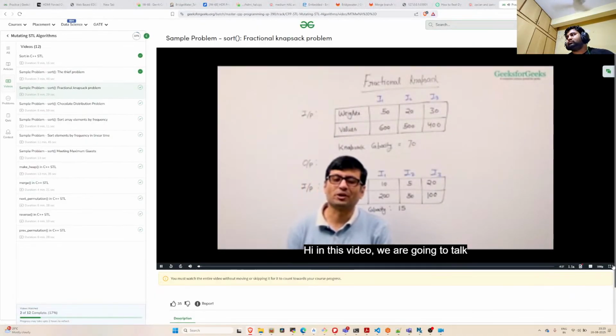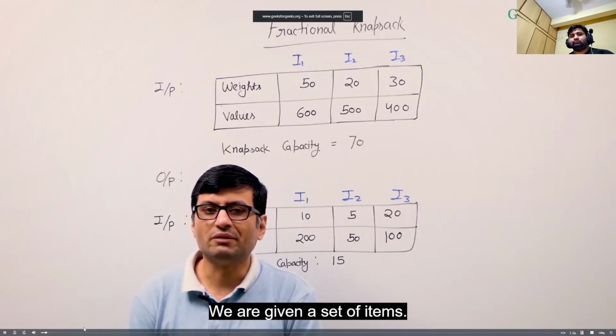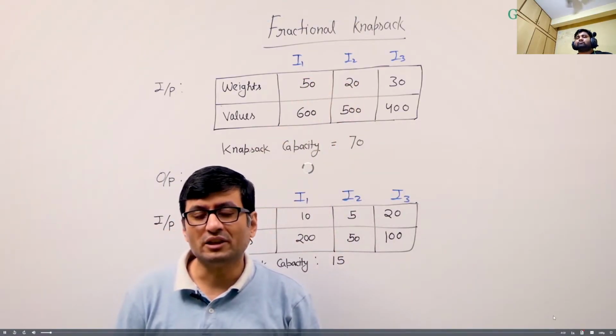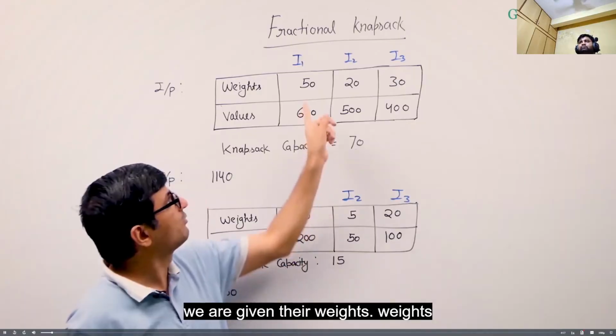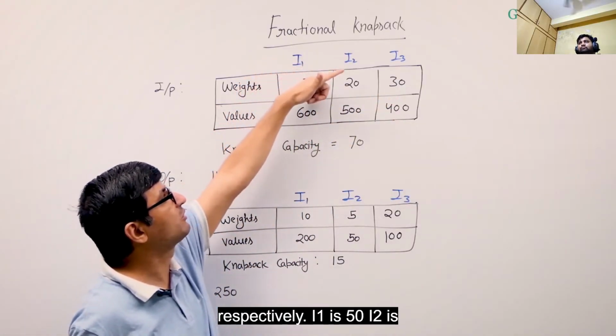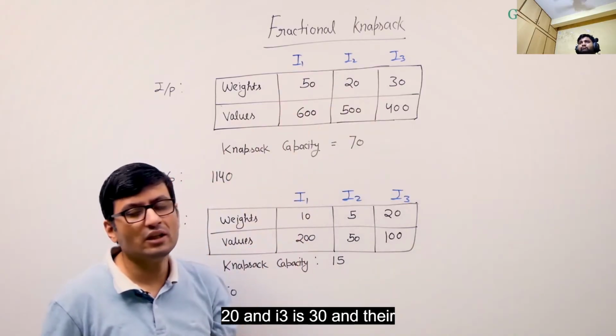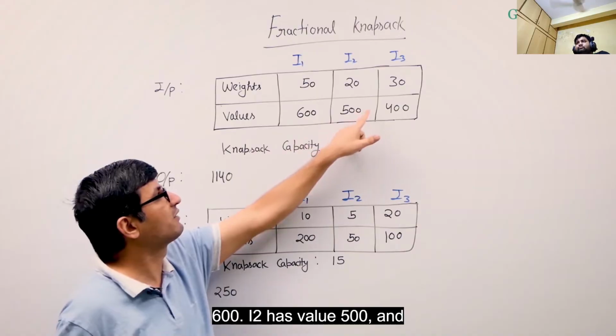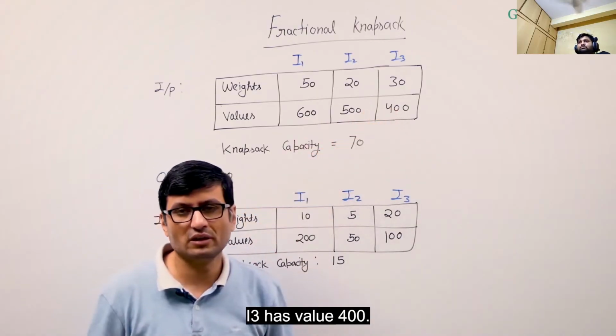Hi, in this video, we are going to talk about the fractional knapsack problem. We are given a set of items, I1, I2, I3 in this case. We are given their weights. Weights are 50, 20 and 30 respectively. I1 has 50, I2 has 20 and I3 has 30. And their values: I1 has value 600, I2 has value 500 and I3 has value 400.